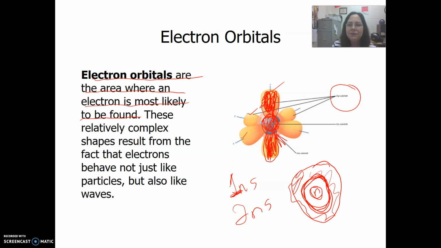So every individual orbital holds 2 electrons, and the first energy level only has 1 subshell, 1 orbital, and it holds 2 electrons. The second energy level actually has a total of 4. The S subshell, the one that's red and spherical, and then the other 3 are the p orbitals. And each one of those orbitals holds 2 electrons. So 2 times 4 is 8. That's where the 8 electrons go in the second energy level.